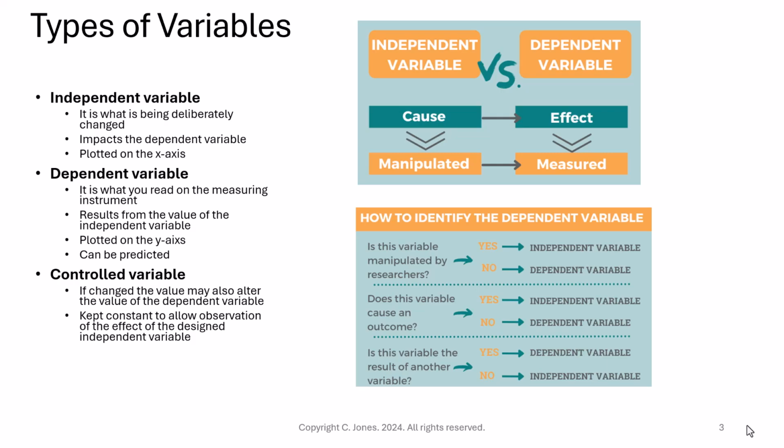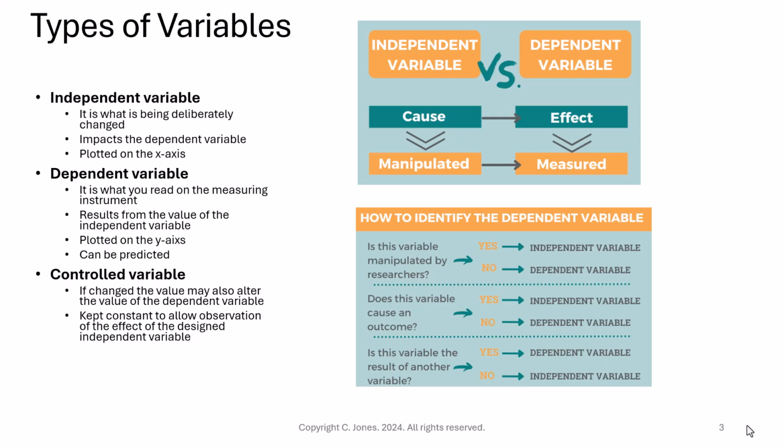So the types of variables. There's an independent variable, right? And this is what's being deliberately changed. You control, if you will, the independent variable. You're changing the time. You're making a measurement every 10 seconds. You're changing the concentration, okay? So the independent variable is what we are deliberately changing, and it is plotted on the x-axis.